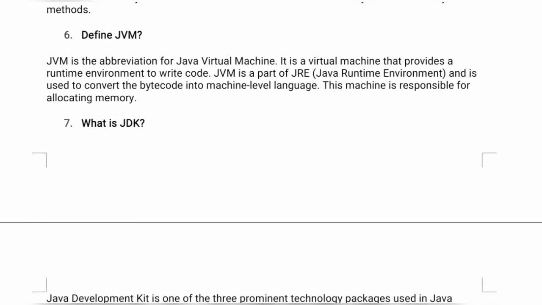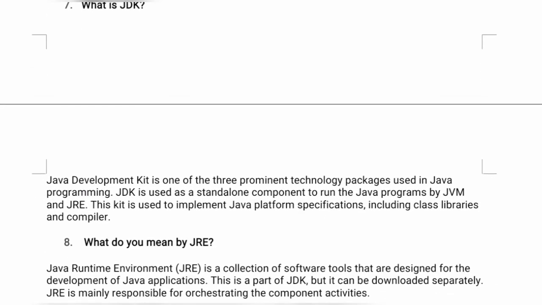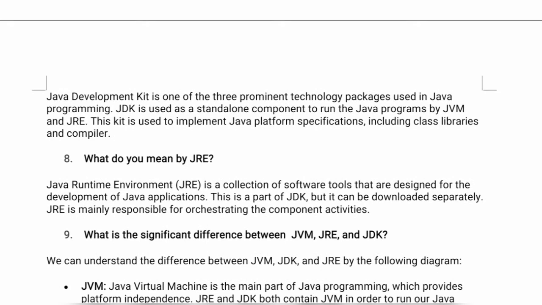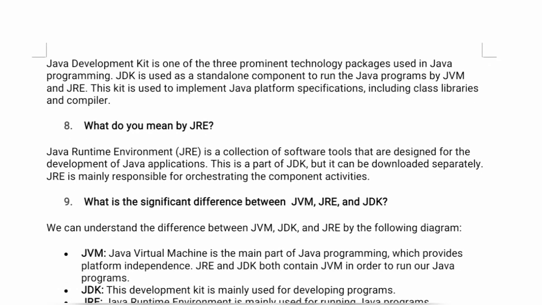Next one, JDK. Java Development Kit is one of the three prominent technology packages used in Java programming. Those three prominent technologies are JVM, JRE and JDK. So JDK is used as a standalone component to run Java programs by JVM and JRE. So this kit is used to implement Java platform specifications, including class libraries and compiler. Okay, so these are the responsibilities of JDK.